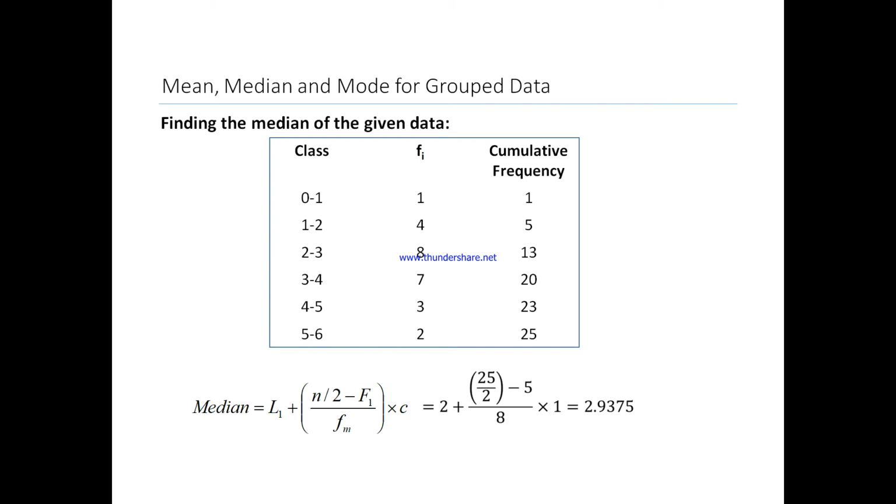Since we cannot find an exact data point in the 13th position, we are going to find the class interval which contains the 13th data point. The first class has only one data point, and when you go to the second one, you have 4, so 1 plus 4 is 5. You have only 5 data points up to here, and 5 plus 8 is 13. So when you come to the third class, you have 13 observations. That is, the 13th observation is in this third class interval. This one is known as the median class.